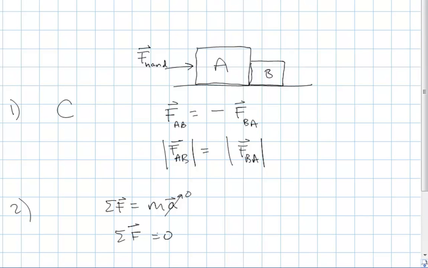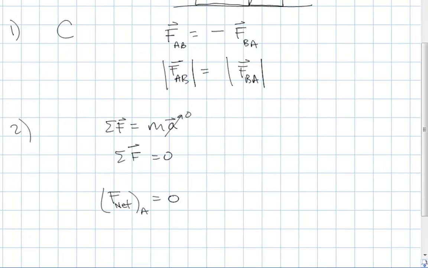So the net force on block A would have to be 0 since block A is not experiencing acceleration. And the net force on B would have to be 0 since B does not experience any acceleration. So the answer to this one is G. None of these are correct.